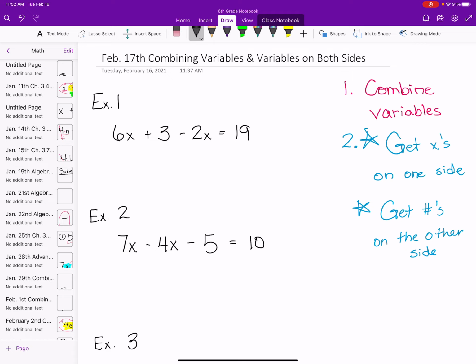And then next week, Friday, which would be February 26th, will be your assessment day. So far, that kind of depends on snow days and things like that. Okay, so let's get to work today.